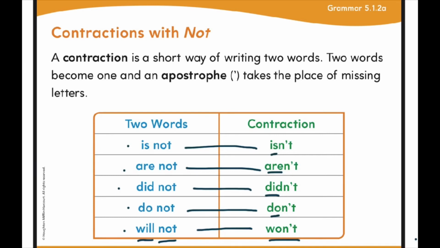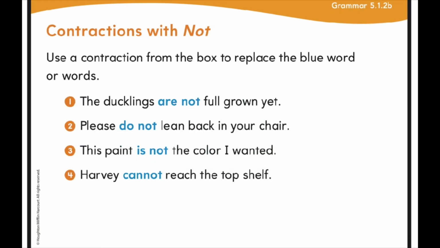Oofda, huh? Okay, let's go practice 4 of these really quick, and then you get to work on your contractions paper for today. All right, I've got the first one right here. The ducklings are not full grown yet. Are not. We know with that not, we're going to write the word are. And then we put the N next to the word, apostrophe T, aren't. The ducklings aren't full grown yet.